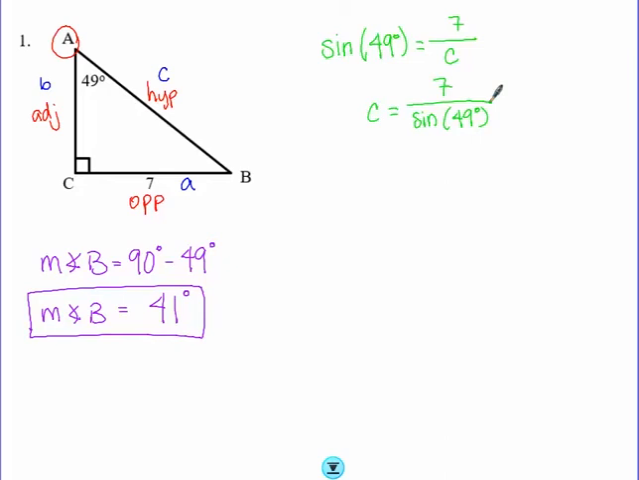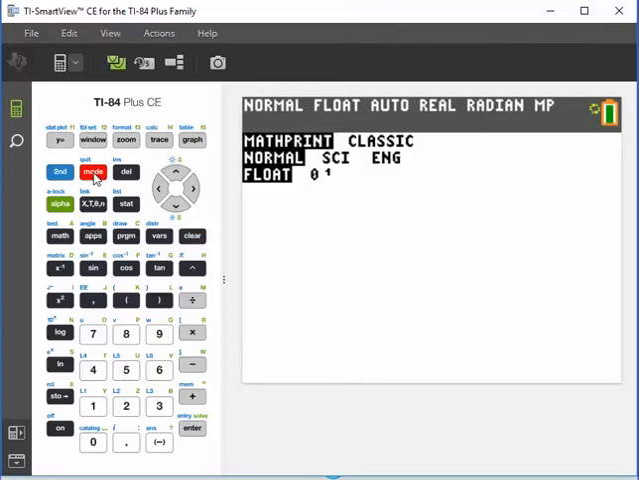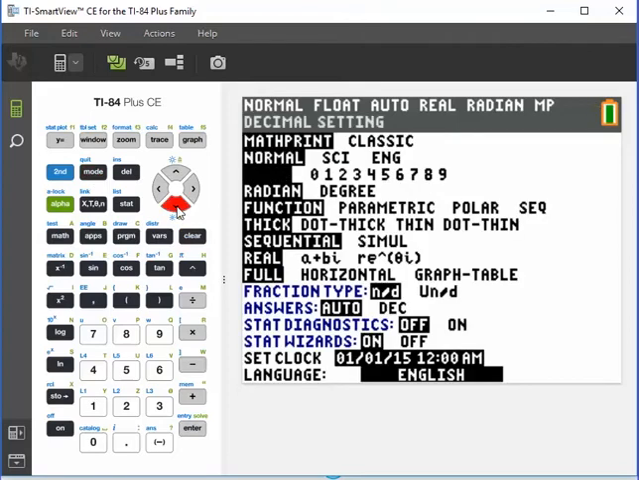Now is the appropriate time to use your calculator. Now, first you need to make sure that your calculator is in degree mode. So click Mode, go down to radian, over to degree, and hit Enter.